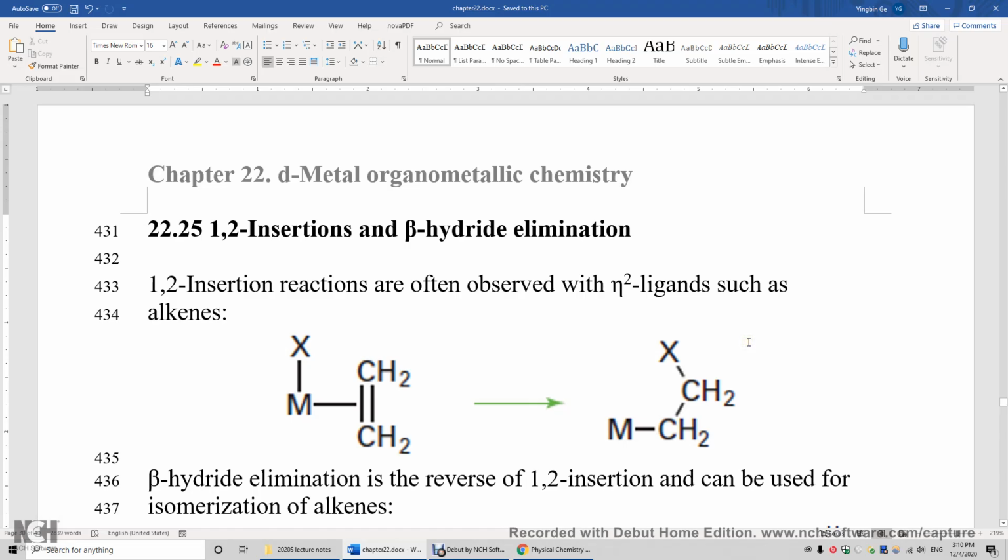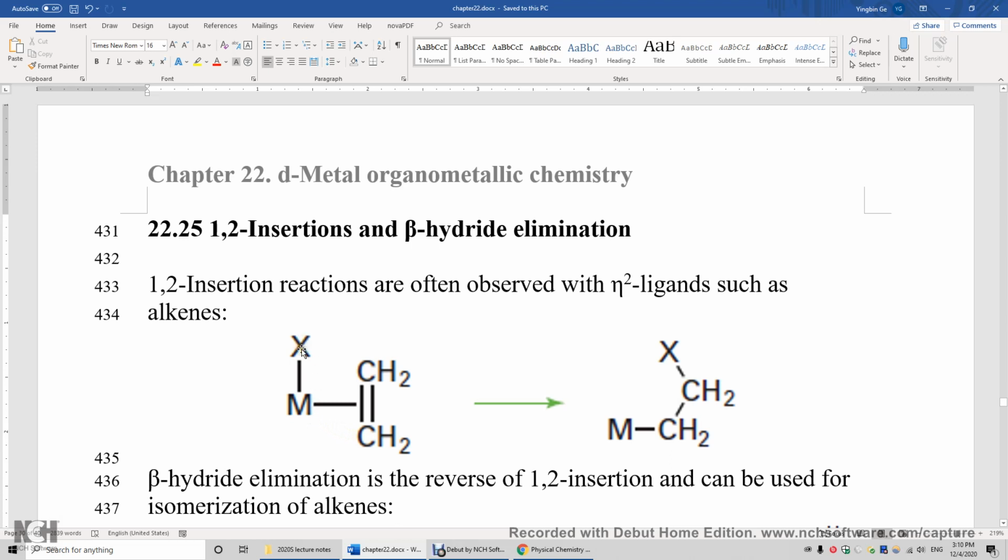Section 22.25: 1,2 insertions and β-Hydride elimination. 1,2 insertion reactions are often observed with eta-2 ligands, such as alkenes. In this complex, this metal is bonded to X and also an ethylene molecule. In this ethylene molecule, both carbon atoms donate their p electrons to this metal.